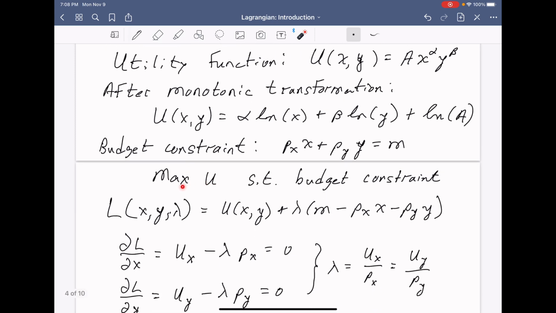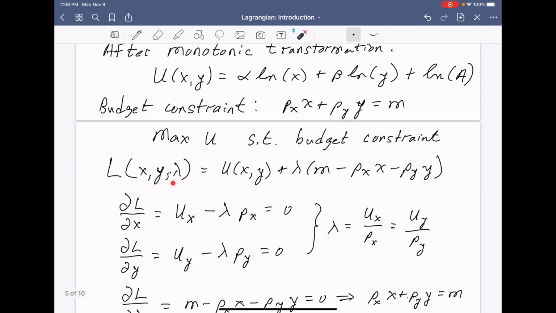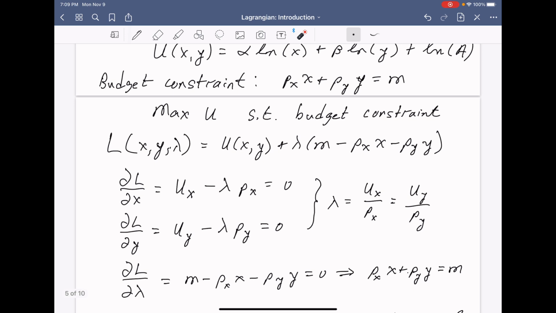Our objective is to maximize this utility function subject to the budget constraint, and we then form the Lagrangian. The Lagrangian is a function of x, y, and lambda, and it's given by the objective function, which is the utility function, plus lambda times m, that's the right-hand side of the constraint, minus p of x times x minus p of y times y. Take the first derivatives, and we get the marginal utility of x minus lambda times the price of x equals 0, and the marginal utility of y minus lambda p of y equals 0.